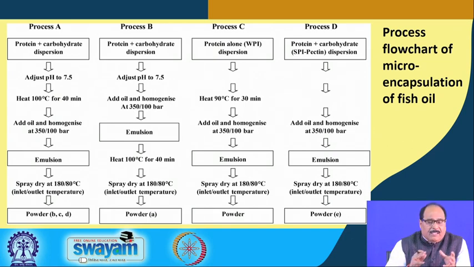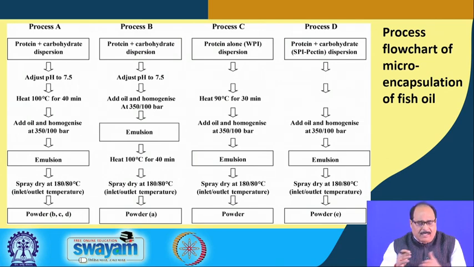After this dispersion or emulsion is made, then oil is added into it and homogenized at 350 to 100 bar, and the emulsion thus formed is spray dried at 180 and 80 degrees Celsius inlet and outlet temperatures, and the microencapsulated fish oil powder is obtained, with various combinations and permutations.